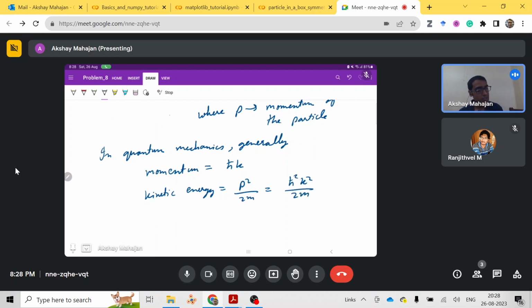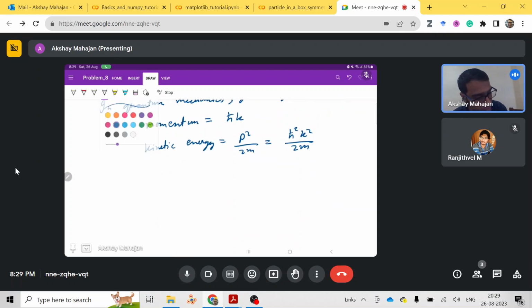Alright, especially in our problem of particle in a box, these things apply. The momentum of the particle will be given by h cross k, and the kinetic energy of the particle will be given by p square by 2m, that will be h cross square k square by 2m. Now let's go to our problem.